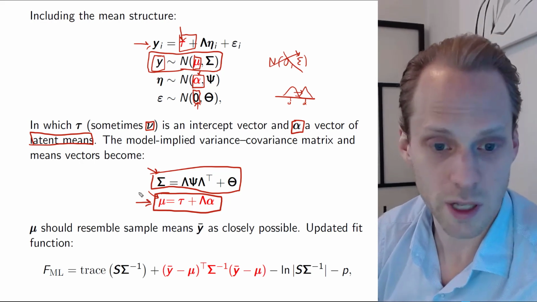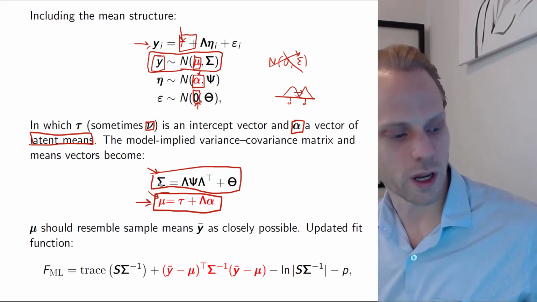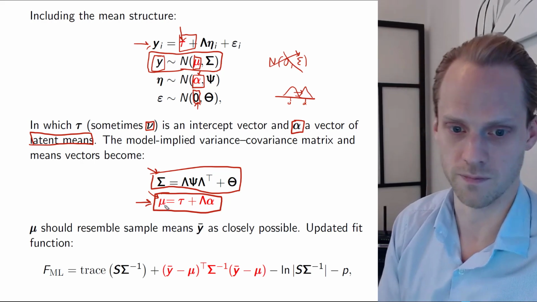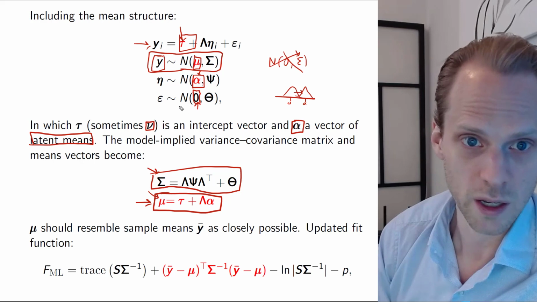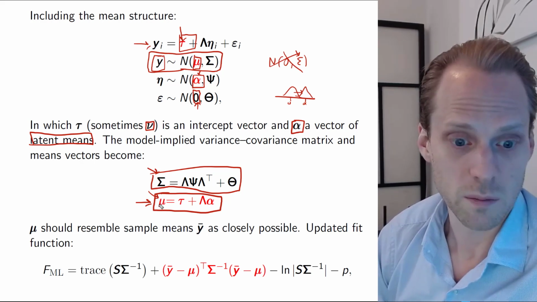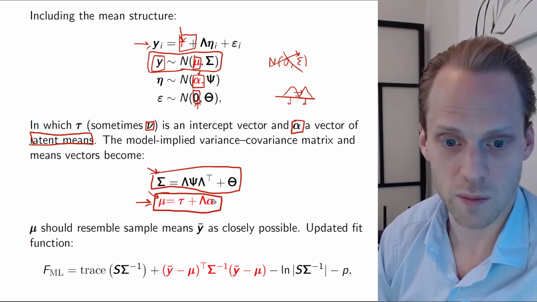That's using expectation algebra. In SEM 2, in the first week, we'll learn how you can do this yourself and see that this is true. But for now, you can just assume this is true. So if this is the model that generates the data, then the expected means should have this form, tau plus lambda times alpha.